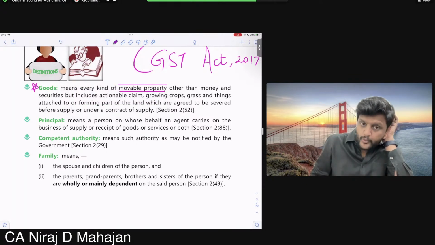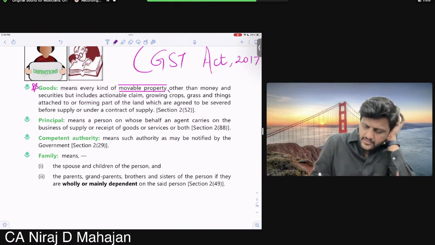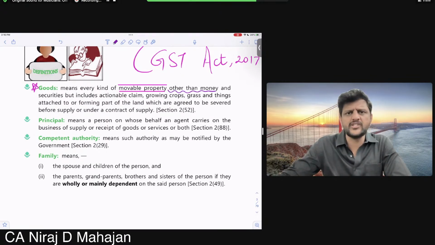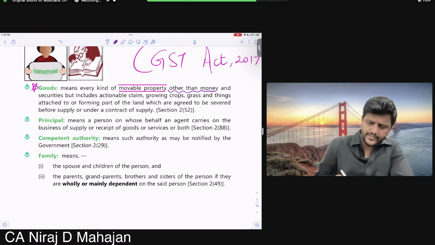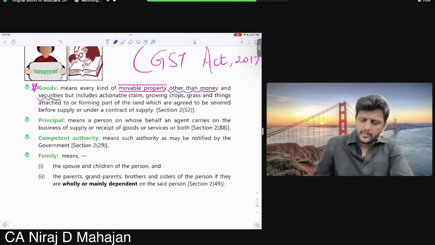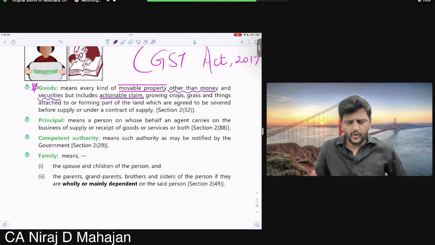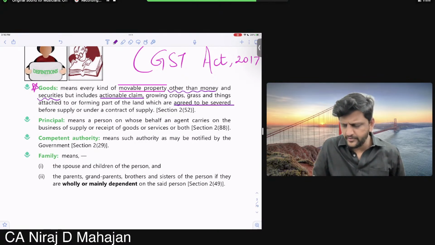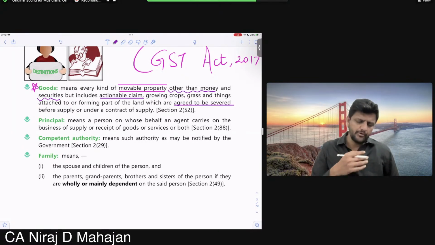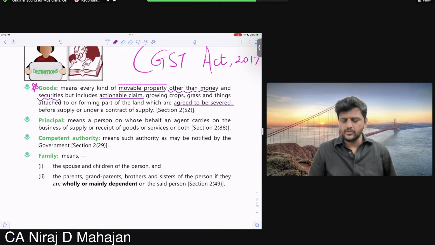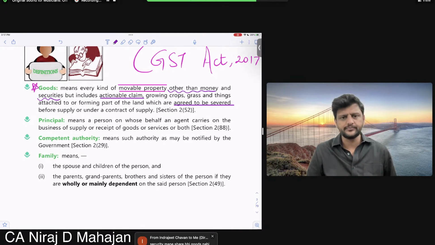Then, every kind of movable property other than, this is clear cut your definition of SOGA, sale of goods act. Money is not goods, right? And securities. But includes actionable claim. Actionable claim is debt, right? Debt. Growing crops, grass and things attached to or forming part of the land which are agreed to be severed. Severed means cutting, you know that. Before supply. So there is an agreement that you will get severed crops, grass or anything attached to the earth, right?